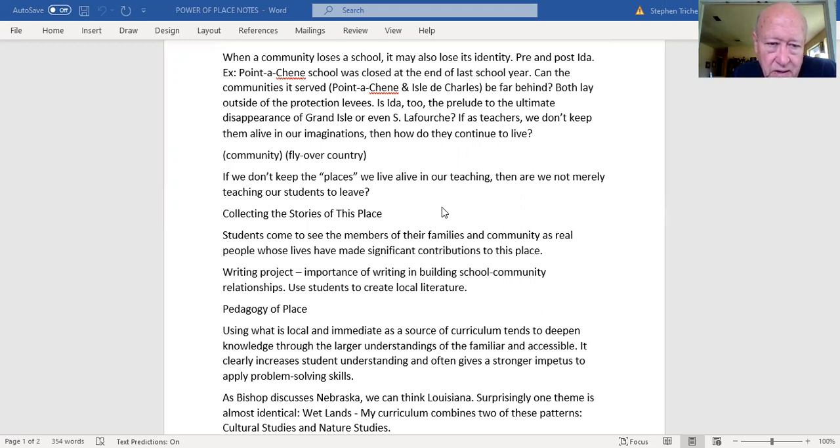So one of the things we can do is collect stories of place. It can be part of the assignment that you give, both from a geographic, a government, free enterprise, and historical sense. So collecting stories of place, having your students do interviews of grandparents, aunts, and uncles. This is a good way to get them to become more conscious of the local.